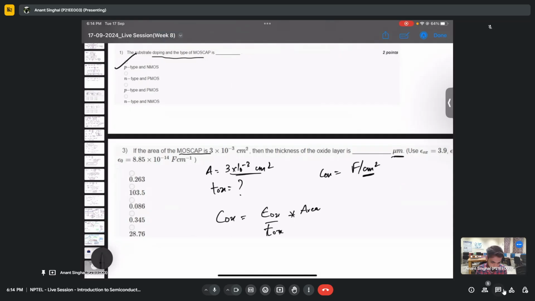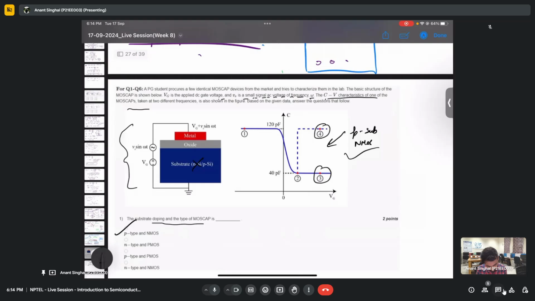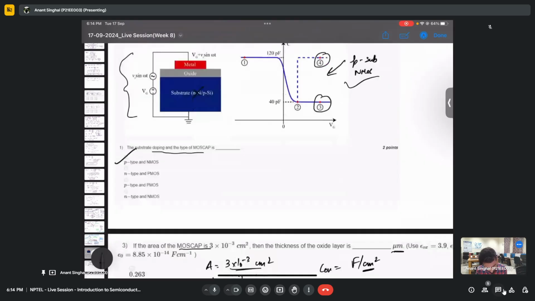Basically, if I'm multiplying this by area, this will be in picofarad or farad, whatever it is. Otherwise, what we write in general is picofarad per centimeter square. Make sense? Yes, sir. So in the graph, we are given the total capacitance. Yeah, it is not per unit area, it is the capacitance. In the graph it is always the capacitance, not per unit area. So yeah, that is it.